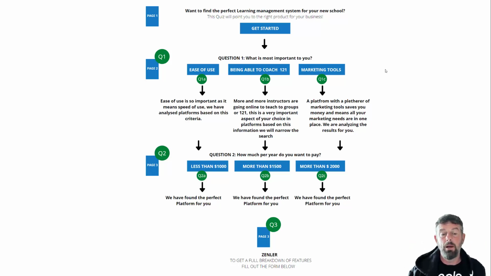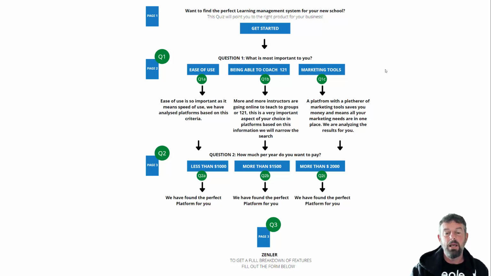Now, what you'll see here is I've done a really nice little graphic to demonstrate what we're trying to achieve. Someone clicks ease of use, and some information comes up telling them why it's good that they picked that particular one. We're also analysing their data to find the right platform for them, be it Zenler, Thinkific, Kajabi, Podia. They don't know what's going on behind the scenes. We're only ever going to pick one, and that's Zenler, because we know that's the best.